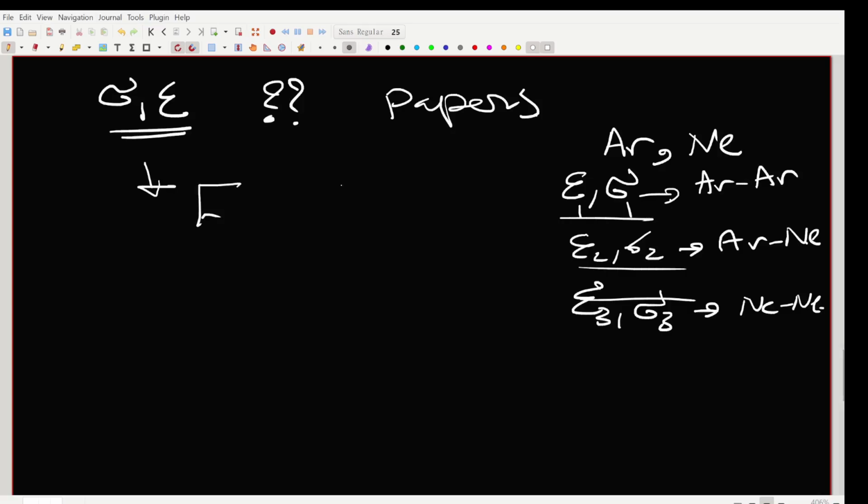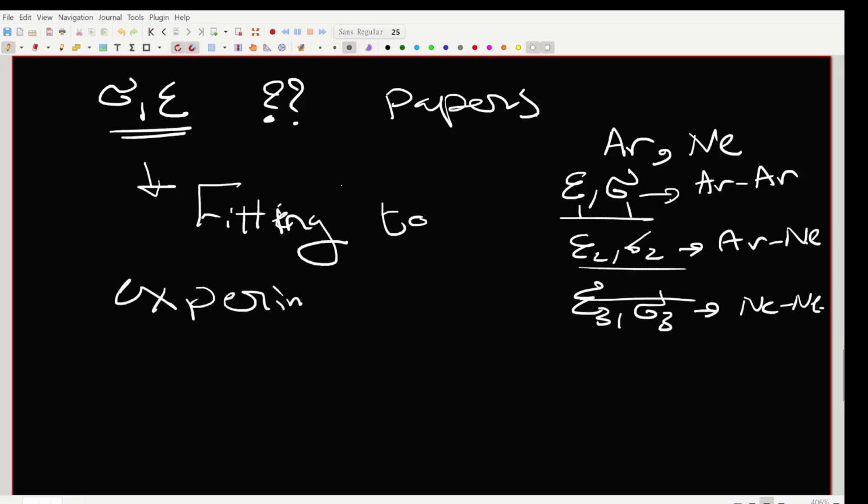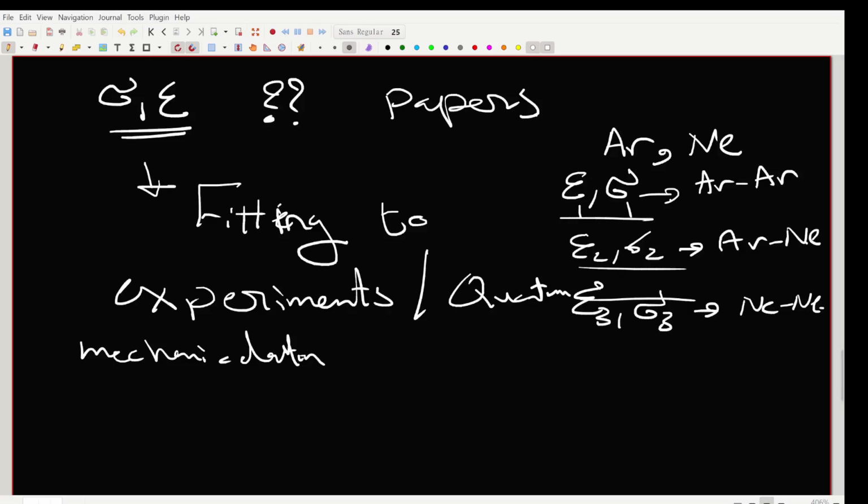And the answer is, typically, they are obtained by fitting to some experiments, as was done in the old days, or to quantum mechanical calculations. For example, you go to some quantum mechanical calculation, let's say density functional theory, which we will get to at a later stage of this course, and calculate some properties related to argon, argon-neon, neon-neon, maybe crystal lattice constant, maybe bulk modulus of the crystal, maybe some elastic constant for the crystal of argon or neon, and so on, and then use these as a fitting to calculate the sigma and epsilon.